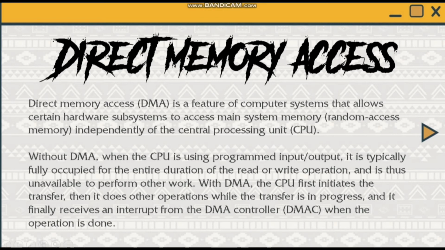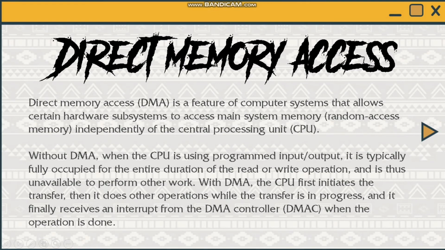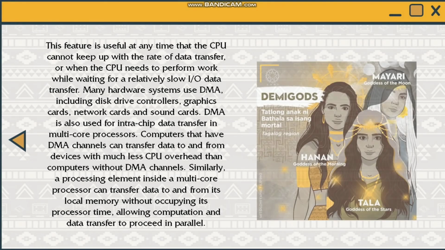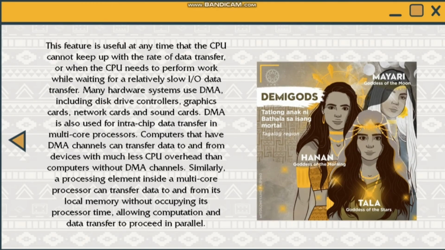With DMA, the CPU first initiates the transfer, then it does other operations while the transfer is in progress, and it finally receives an interrupt from the DMA controller, DMAC, when the operation is done. This feature is used any time that the CPU cannot keep up with the rate of data transfer, or when the CPU needs to perform work while waiting for a relatively slow input-output data transfer.